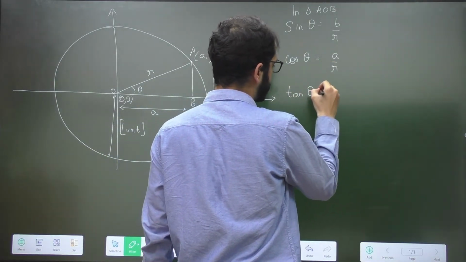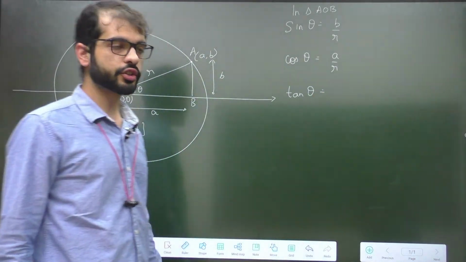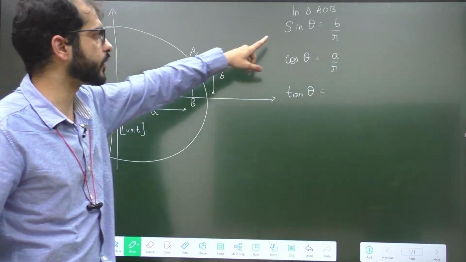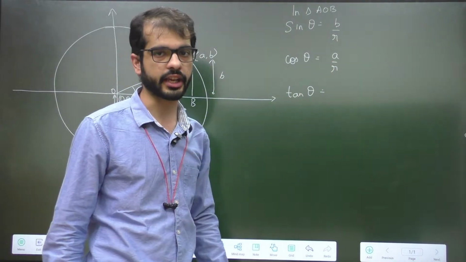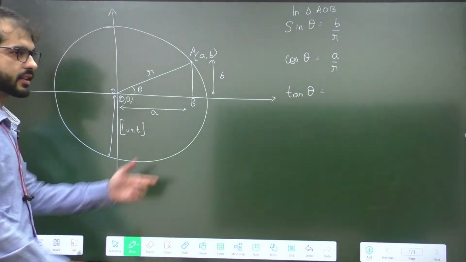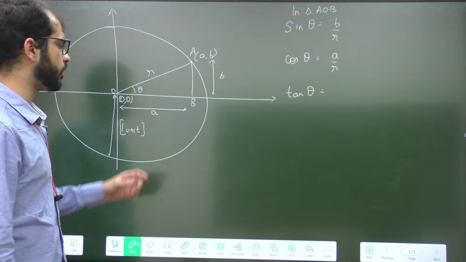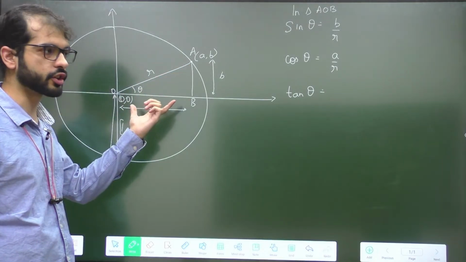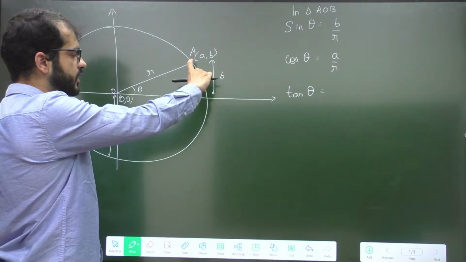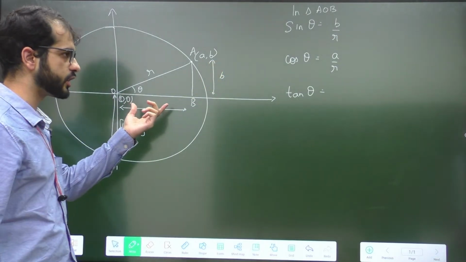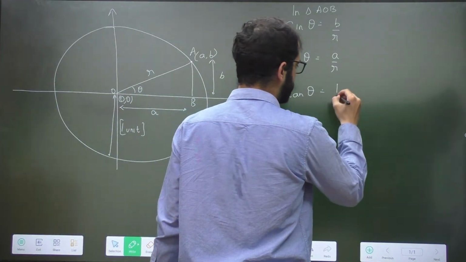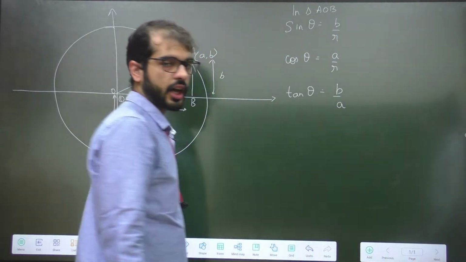Now let's talk about tan theta. Tan theta is the ratio of sine upon cos. So looking over here, we can directly say it will be b upon a. But let's use the triangle to answer that question. Tan theta is the ratio of vertical component to the horizontal component. The vertical component in this case is b and the horizontal component is a. So tan theta will be written as b divided by a. I hope it's clear till here.